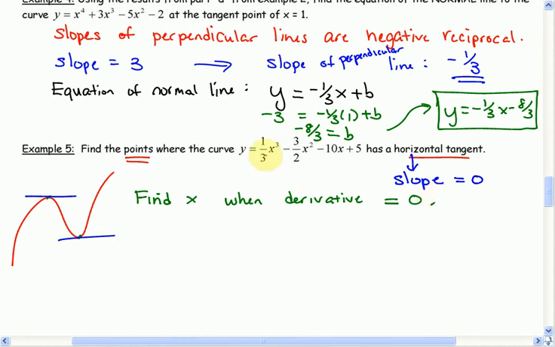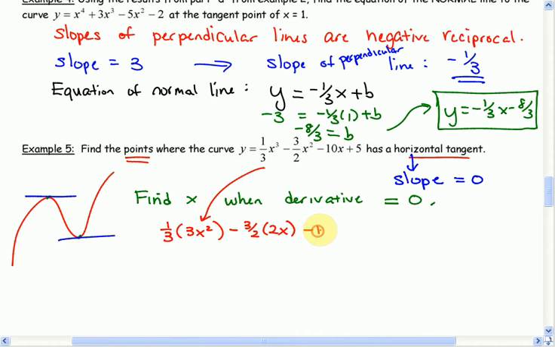Let's do the derivative. What's the derivative of 1/3 x cubed? Okay, I'll do the whole steps. 1/3 times 3x squared. Yeah. The other one, 3 over 2 times x squared. What's the derivative of x squared? 2x to the power 1, thank you.